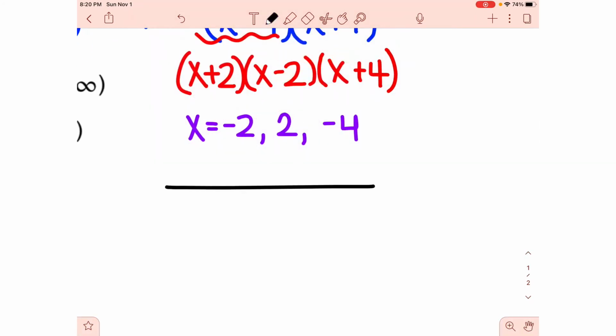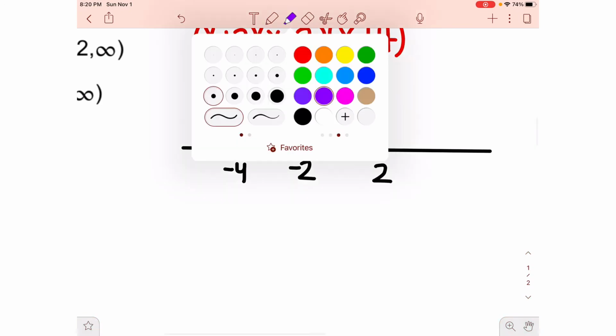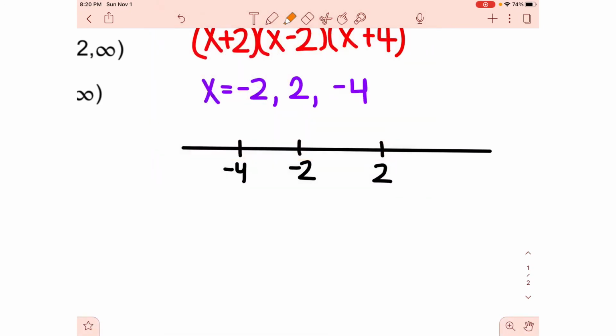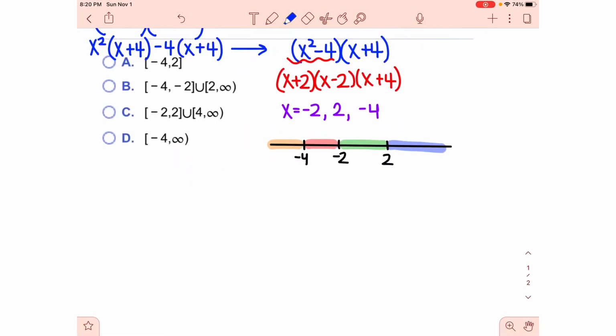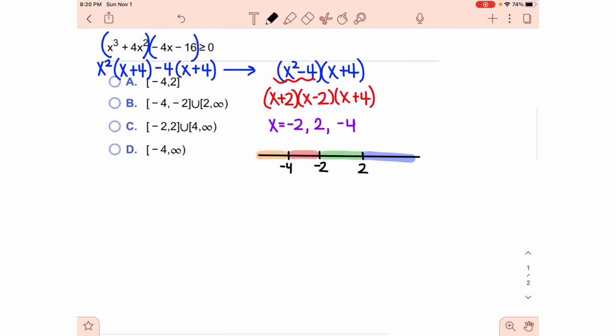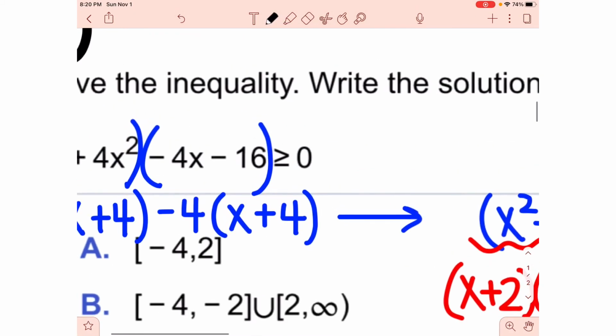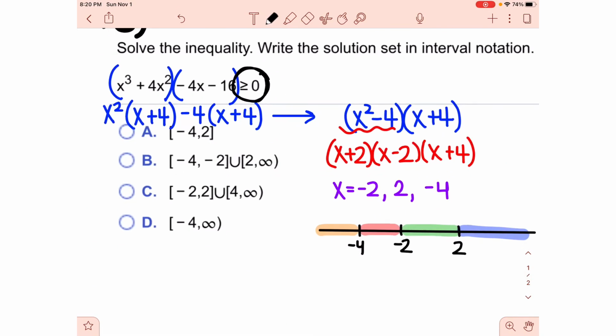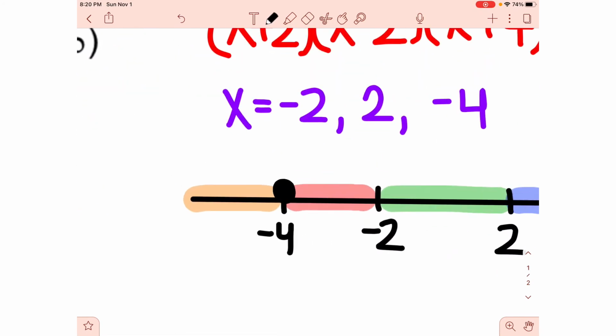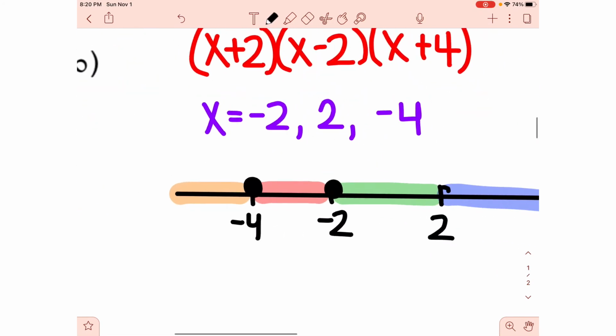So let's make our number line. We've got a -4, a -2, and a +2. So this creates 1, 2, 3, 4 intervals. We've got to test them. Just to reiterate, this time my numbers are going to be inclusive because there is an underline, and I'm still looking for positive intervals because it's greater than 0. So these are inclusive, so we will have brackets in our answers.